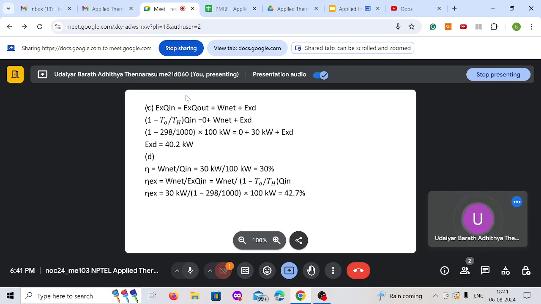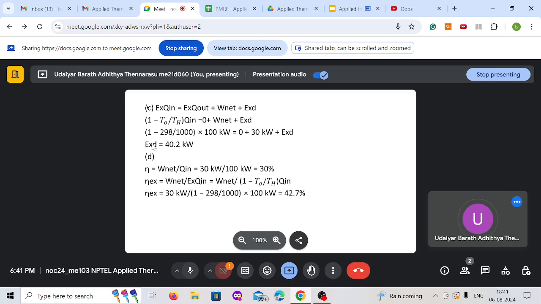So Ex Q out will be 0, Ex Q in is Q in into 1 minus T naught by TH, equals W net plus exergy destroyed. T naught is 298, that is 25 plus 273, and TH is 1000 Kelvin. Substituting, 1 minus 298 by 1000 into 100 kilowatt is the exergy because of the heat added, which equals 30 kilowatt net work plus exergy destroyed. So exergy destroyed is close to 40.2 kilowatt.